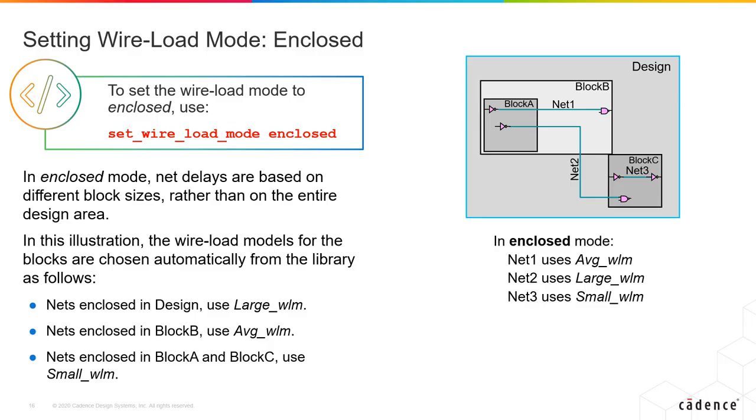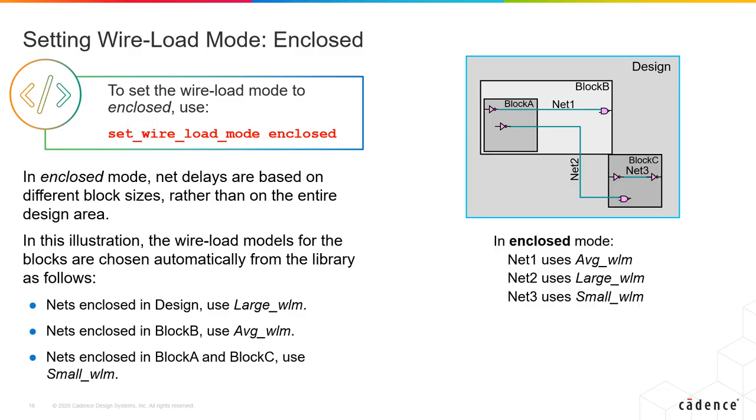Now let's extend the same logic to another example. If there are blocks A and C, they will fall under the category of small WLM of, let's say, 1000 units. Then you would have all the nets under block A and block C use the small WLM, which falls under the 1000 units.